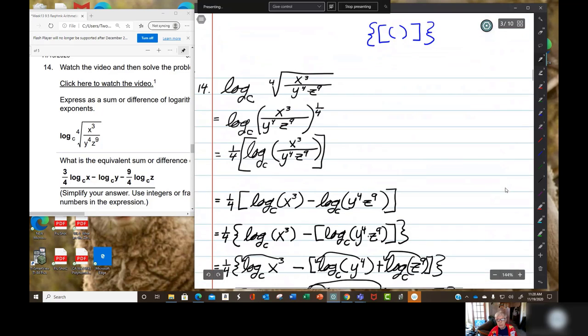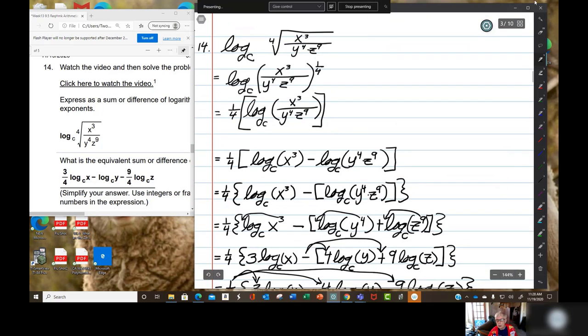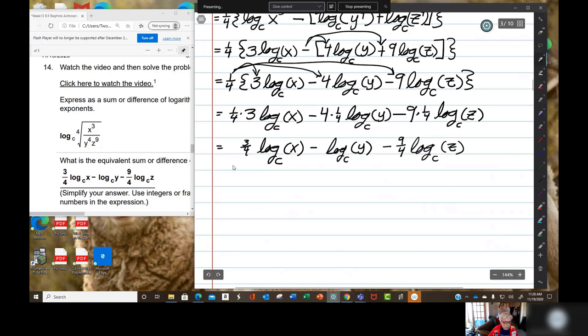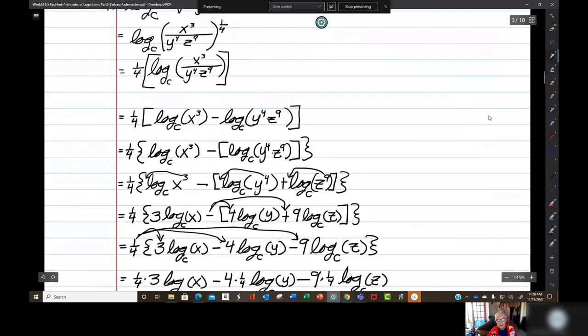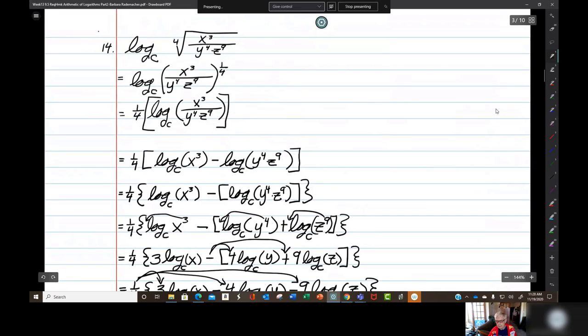So let me go back and write my reasons first before I check the answer. I can't wait. 3/4 log base c of x minus log base c of y minus 9/4 log base c of z. Got it right. Okay. Or at least I can say my answer agrees with their answer. Could be we're both wrong in the same way, but let's not think in those terms.